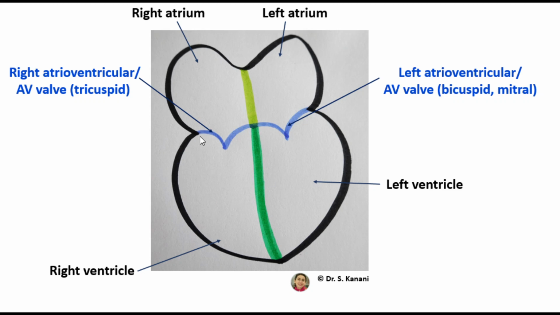The other name that we use for right atrioventricular valve, or in short we can say right AV valve, is tricuspid valve. And the left AV valve is referred to as bicuspid valve or mitral valve.